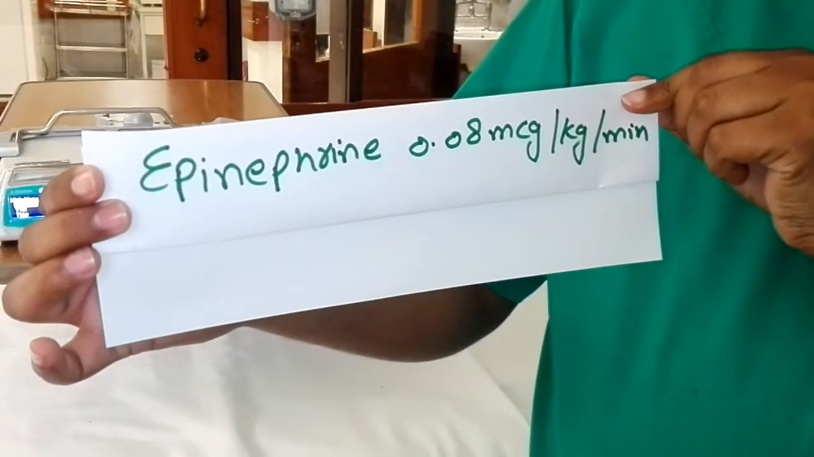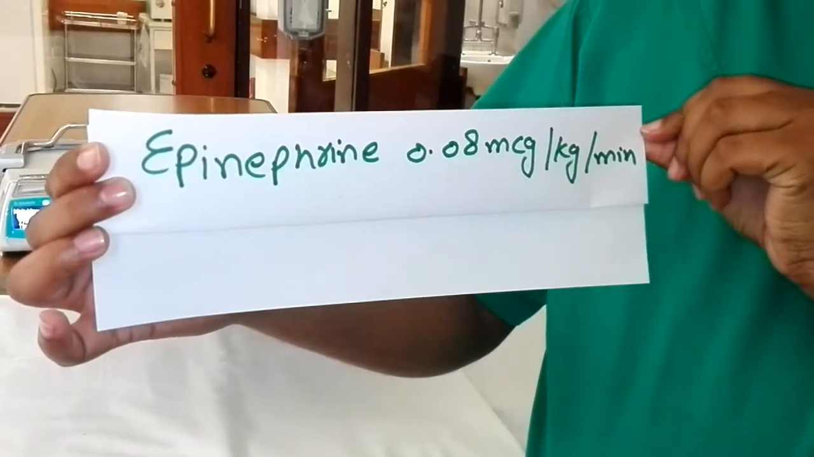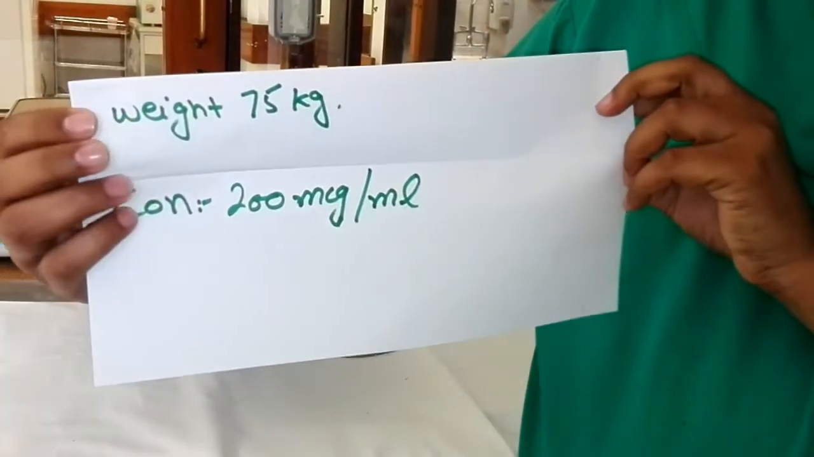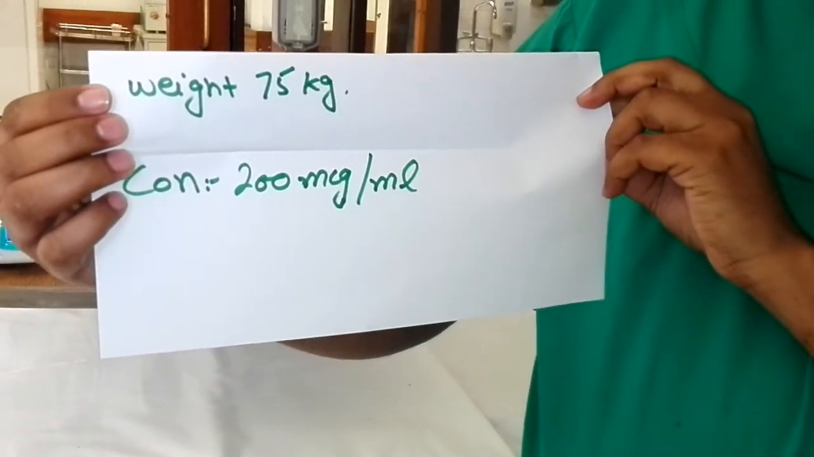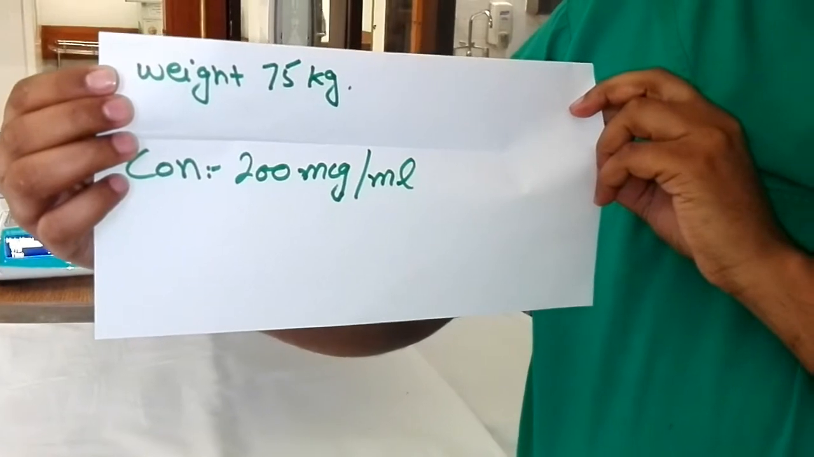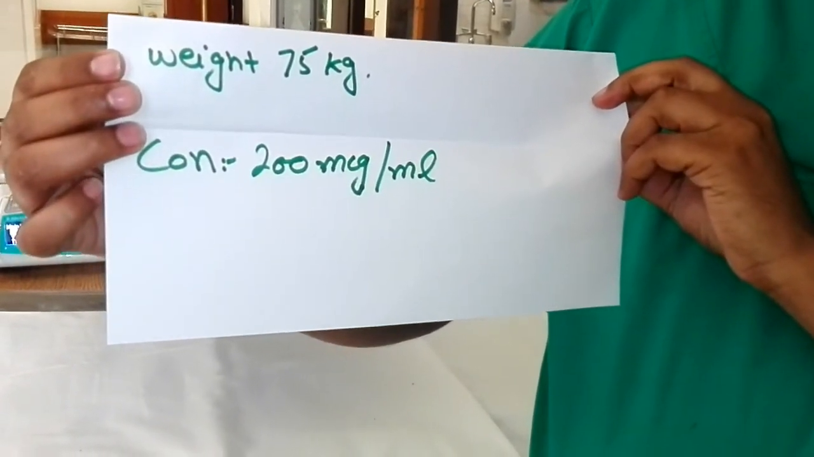To administer epinephrine 0.08 mcg per kg per minute, we have a weight of 75 kg and a concentration of 200 mcg per ml. So let's start with how we can set this value in the B. Braun syringe pump.